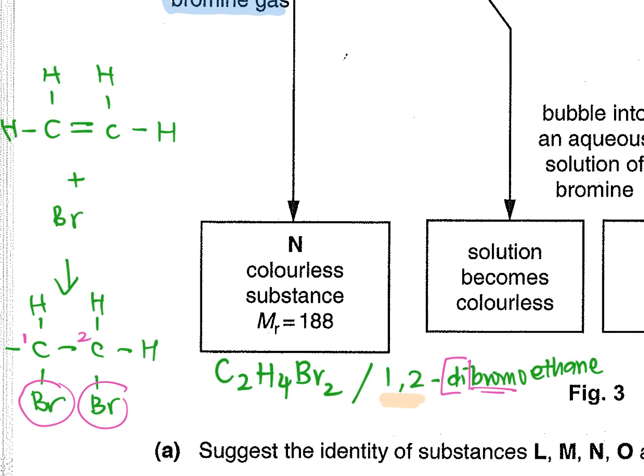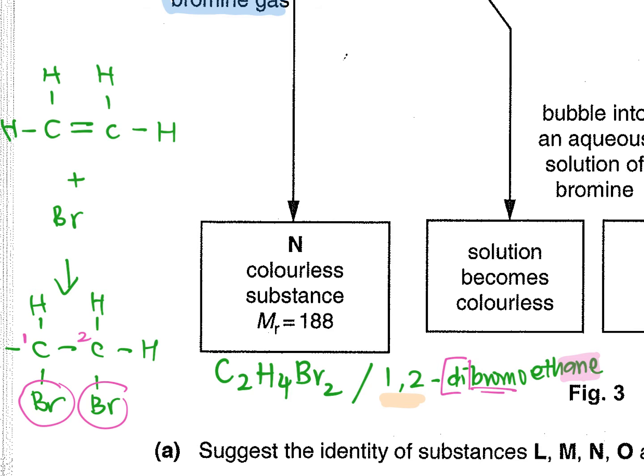Okay, and I also need you to take note that the last part of the name has changed into -ane because there is no more double bond present. So once there's no more double bond, the last part of the name will change to the one similar to an alkane, no longer an alkene. Okay, so that's something you need to take note. Must have the 1,2-dibromoethane. Do not just write down dibromoethane because there's a chance where the bromine atoms are bonded to the same carbon atom. So you need to emphasize on this part.